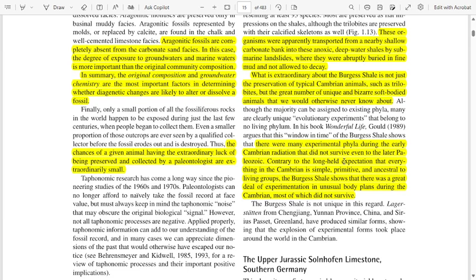Contrary to the long-held expectation that everything in the Cambrian is simple, primitive, and ancestral to living groups, the Burgess Shale shows that there was a great deal of experimentation in unusual body plans during the Cambrian, most of which did not survive. The Burgess Shale is not unique in this regard. Lagerstätten from Xinjiang, Yunnan Province, China, and Sirius Passet, Greenland, have produced similar forms, showing that the explosion of experimental forms took place around the world in the Cambrian.